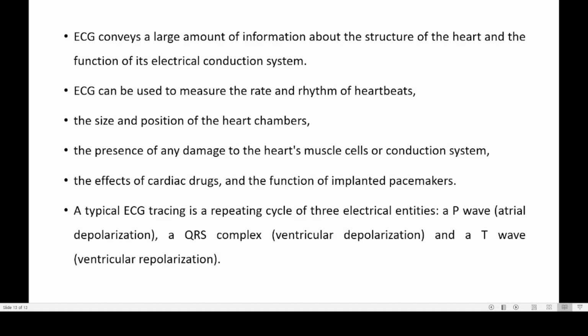So that is why ECG is a very useful technique, because it is very cheap also. You don't need any sophisticated instrument for ECG. It is a very cost-effective technique, and I think an ECG will cost only 250 rupees or 300 rupees in most hospitals. So using this technique, it will be conveying a lot of information about your heart.